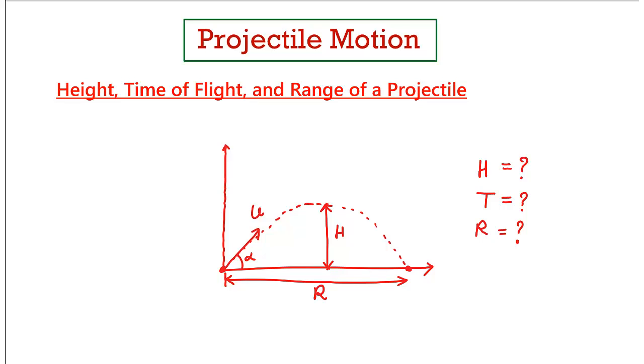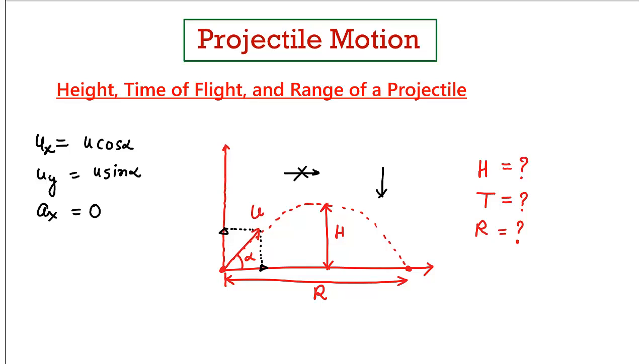Once again, to solve this kind of problem, we first have to write the velocity in the x direction and the velocity in the y direction. If you decompose this velocity vector, in the x direction the velocity is u cos alpha, and in the y direction the velocity has a component of u sin alpha. Now there is no acceleration in the x direction, so a_x is equal to 0, and there is acceleration in the y direction, that is acceleration due to gravity, which is in the downward direction. I have chosen the y direction as upward, so this will be minus g.